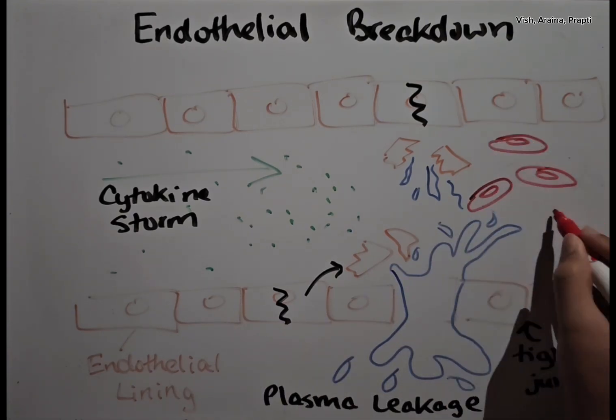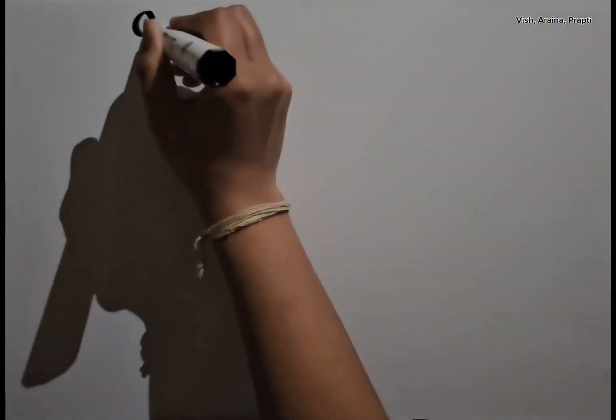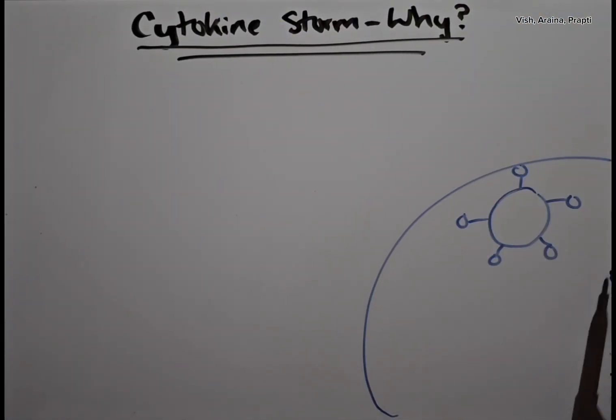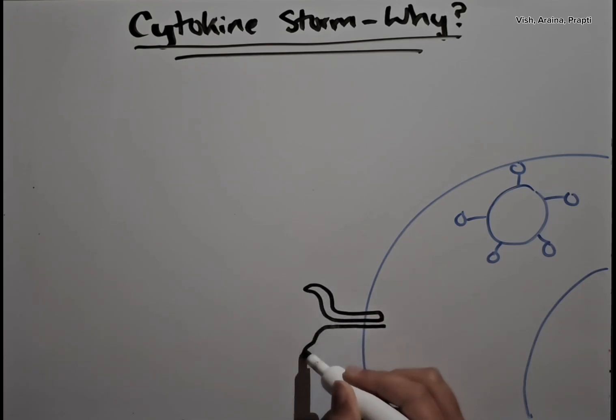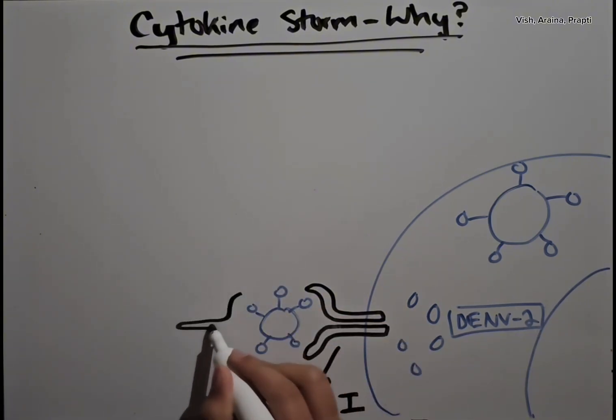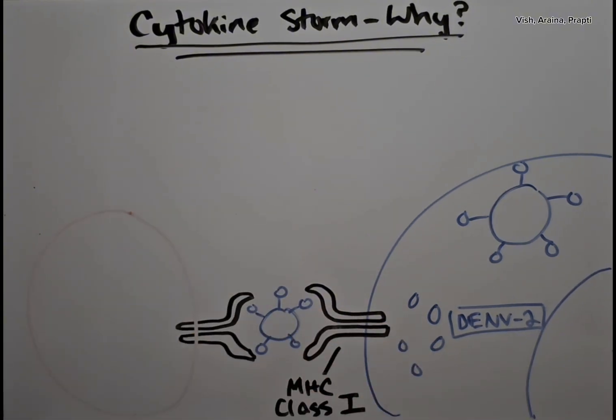And this cytokine storm is further amplified by a phenomenon involving memory CD8 plus T cells. So these cells were originally primed against Dengue1. When they encounter Dengue2 antigens presented on MHC class 1 via T cell receptors, the molecular fit is suboptimal, or in other words, the fit isn't ideal.